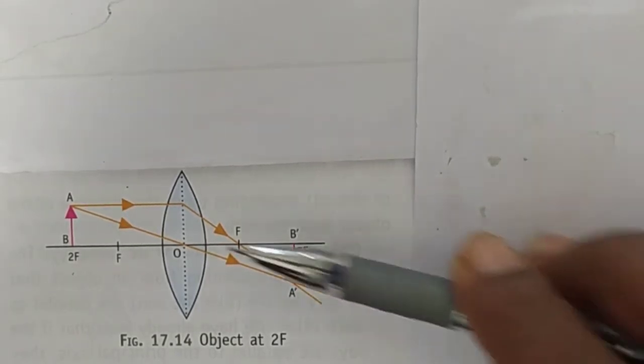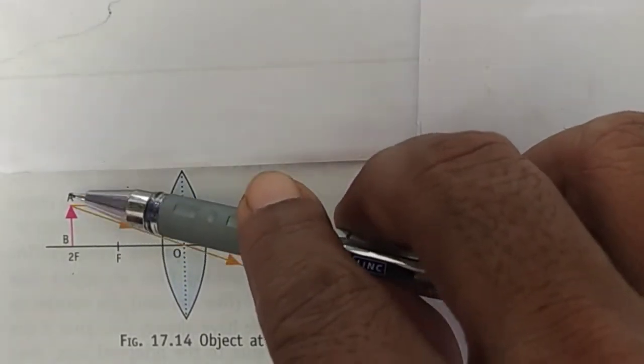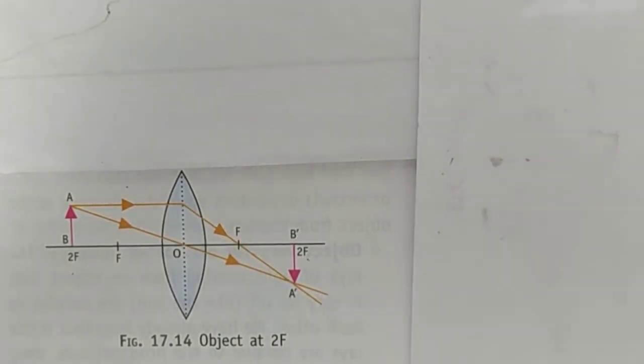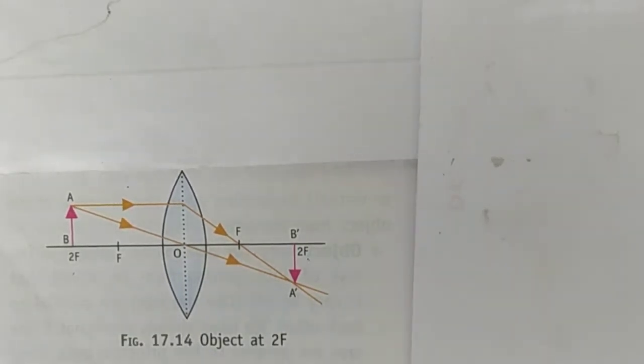Now coming to the size, the size will be the same. Whatever the size of the object we have, the same size of image we are going to get. And one more property is it is real and inverted. So this is the inverted image which is always real. Right. Okay, so this is the situation when we are keeping the object at 2f on the left hand side.